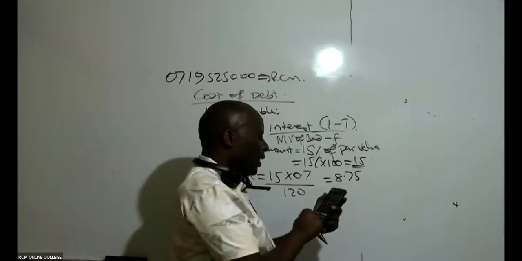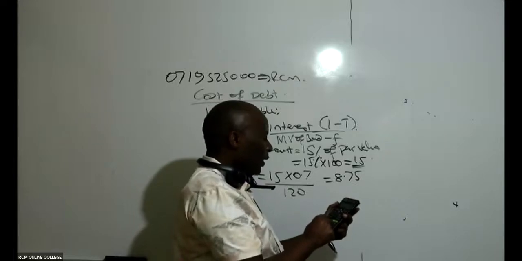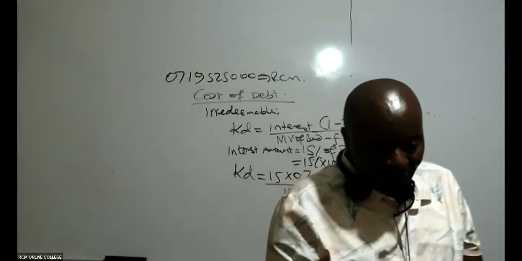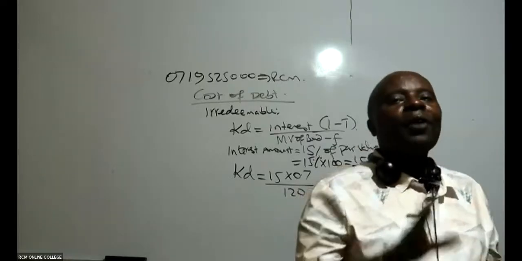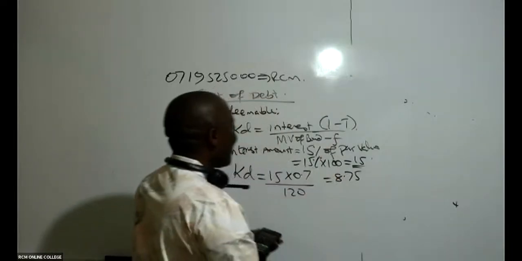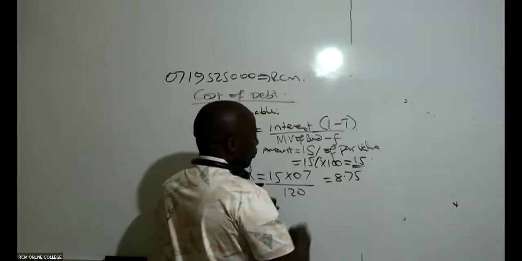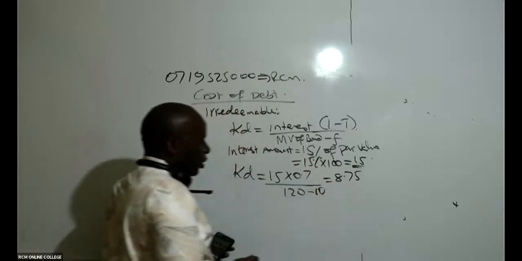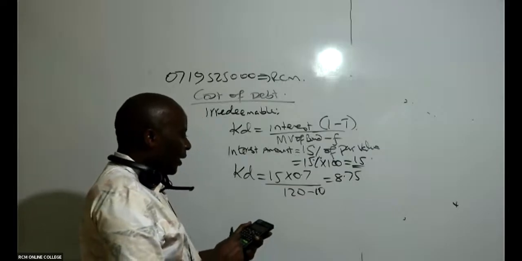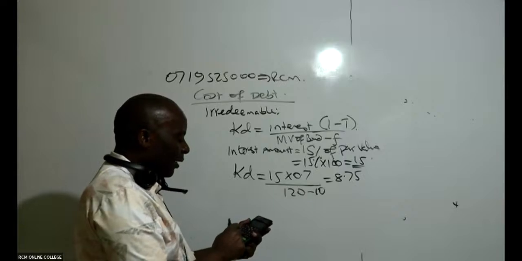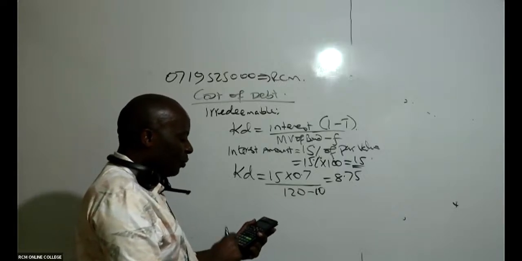And then I say 15 times 0.7. Whatever I get, I'm getting 8.75. Can you kindly confirm? Yes, we have a flotation cost. That is something I would have almost missed out. Thank you for that. We have a flotation cost of 10. So we take 15 times 0.7 divided by 110, times 100.